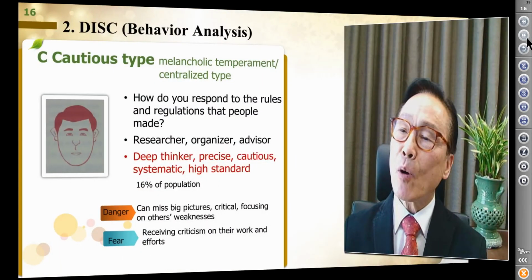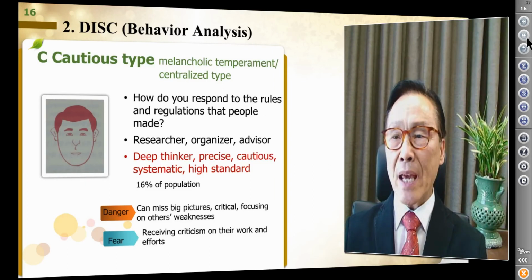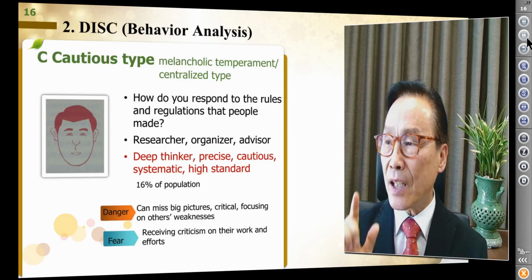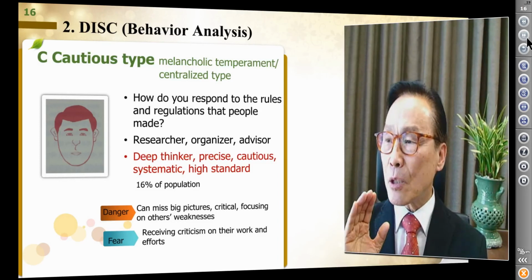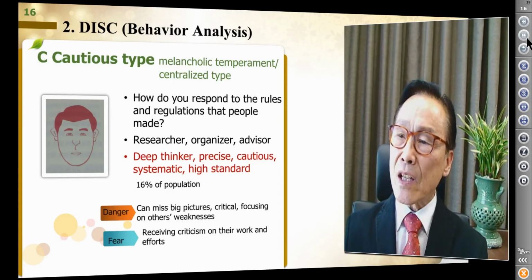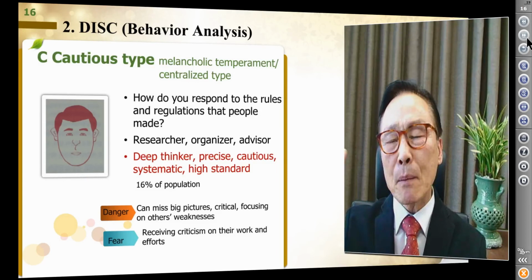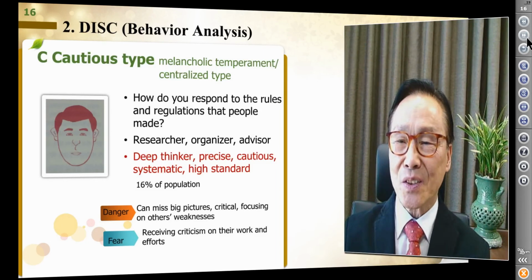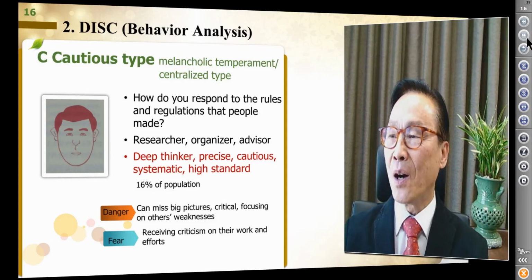What are C-type people like? The C-types are discreet. They are serious-minded people. They are researchers, organizers, and devisers. They think very deeply about things and like information and things to be accurate. They are very systematic and have high standards. The weaknesses of C types are getting caught up in detail too much and missing the big picture. They can be critical with a tendency to find the shortcomings of others. C-type people fear criticism about their work or effort.